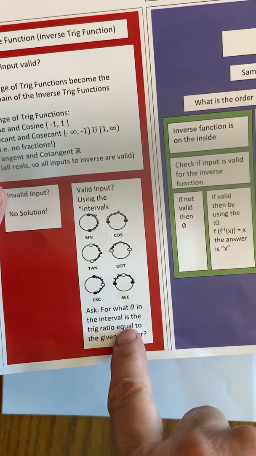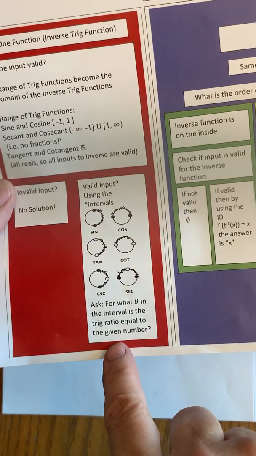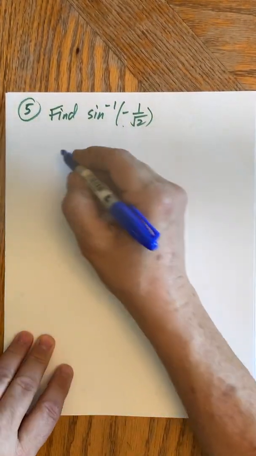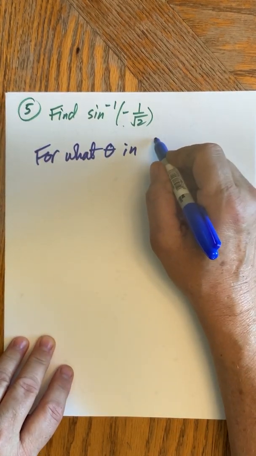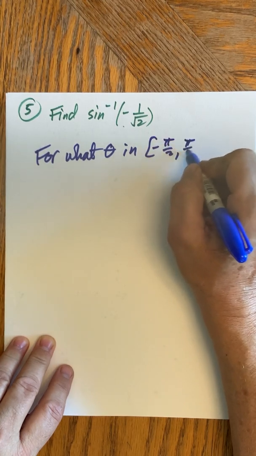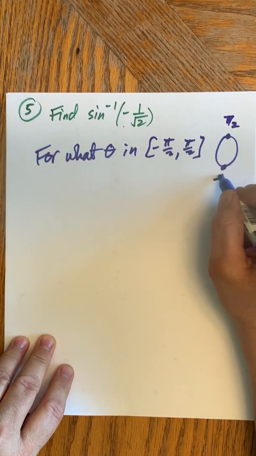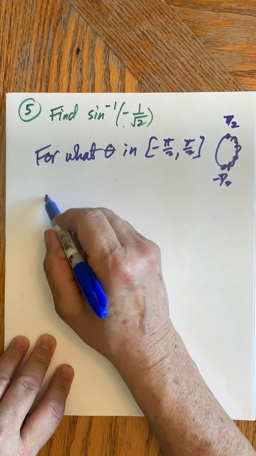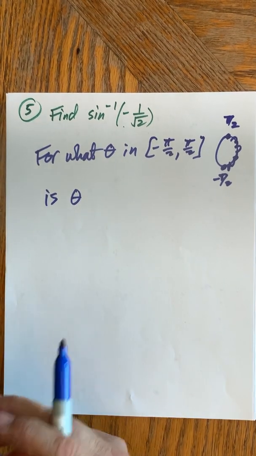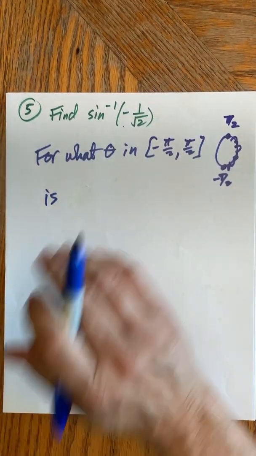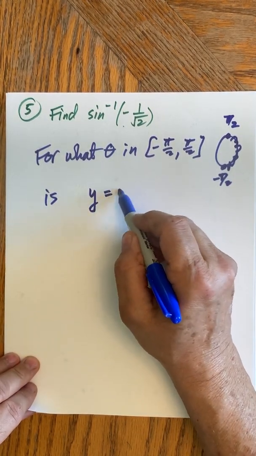So now I ask for what angle between negative pi over 2 and pi over 2 is y, because it's sine, equal to negative 1 over square root 2. So for what angle in negative pi over 2 to pi over 2, right? And here's your picture. The ratio underlying sine is y over r, but we're going to let the radius be 1, so just y equal to negative 1 over square root 2.